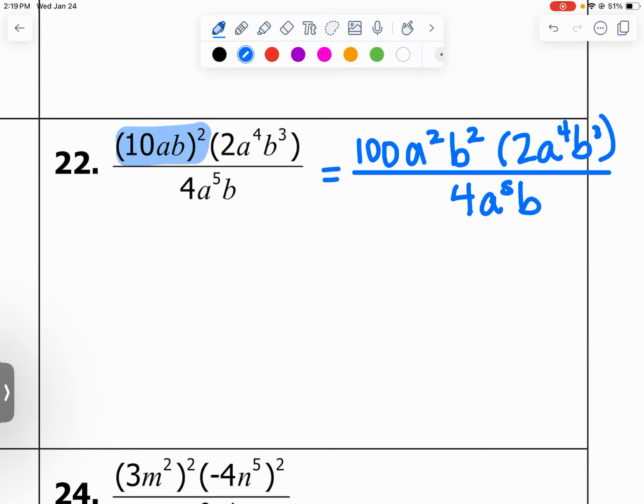PEMDAS, we didn't have anything inside of our parentheses. We've done our exponents. Now what do we do? Okay, in our numerator, we can multiply. What's 100 times 2? Oh man, that was real tough.